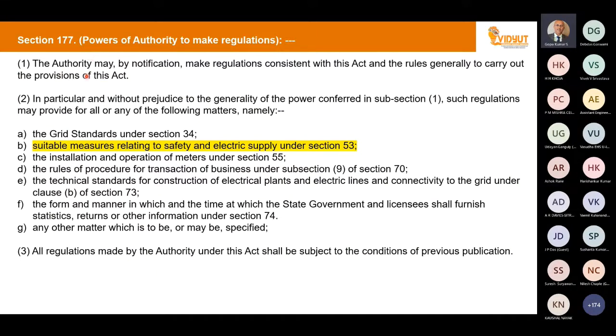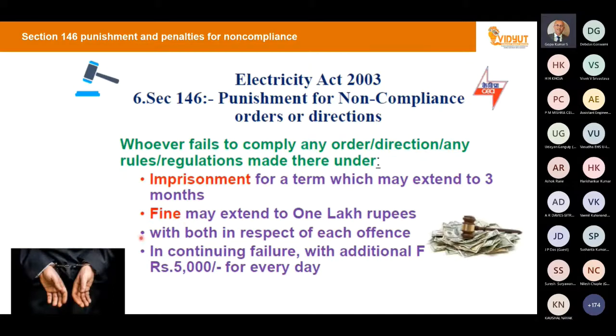Also, Section 177 says that not only this regulation, there are several regulations made by the authority. Authority means the Central Electricity Authority. The grid standard, measures relating to safety and electric supply and all. Our discussion is on measures relating to safety and electric supply. But in this case, you should understand one subject which is very serious: Section 146 of the Electricity Act.